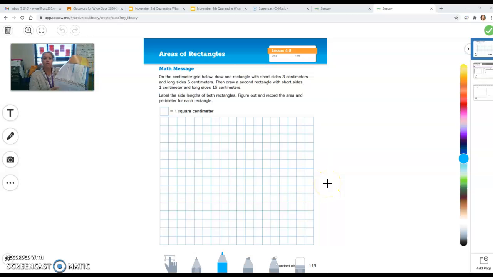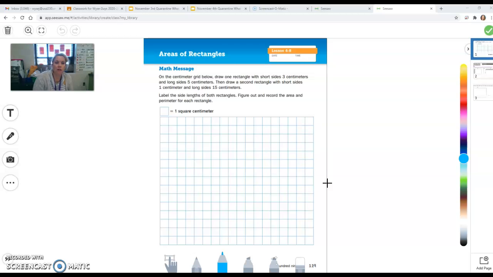All right, hello friends. So we are ready for lesson 4.8 in math. Yesterday we talked about area and perimeter. We want to remember that perimeter is all the outside edges of a shape, and the area is that entire space in the middle.